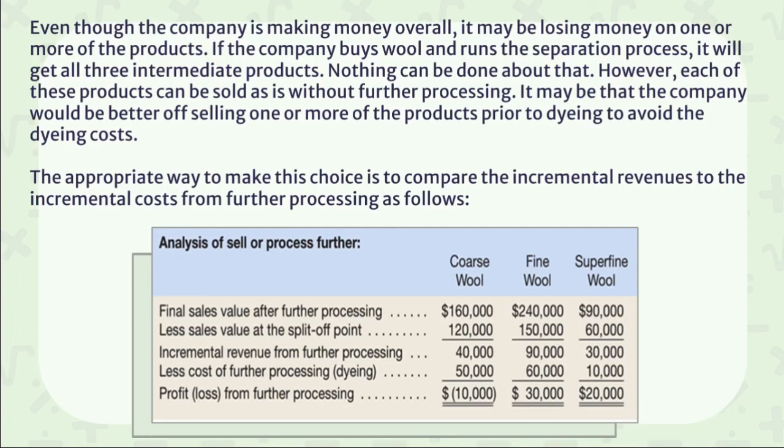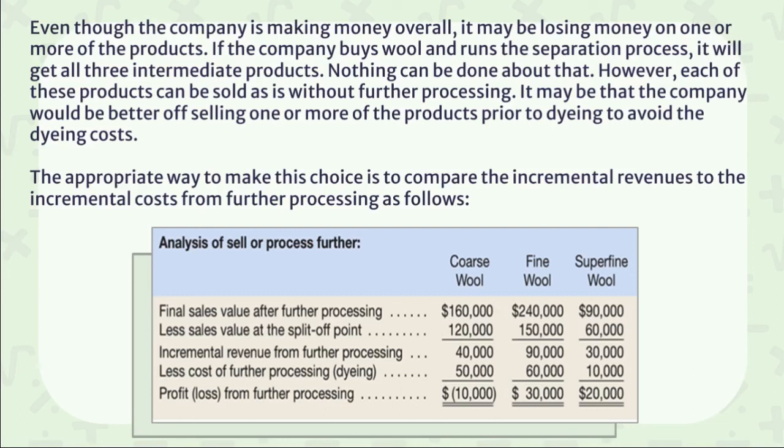So for the coarse wool, its final sales value after further processing is $160,000 less the sales value at the split off point, which is $120,000. So its incremental revenue from further processing would be $40,000 less cost of further processing, which is $50,000. So the profit or loss from further processing for the coarse wool would be negative $10,000.